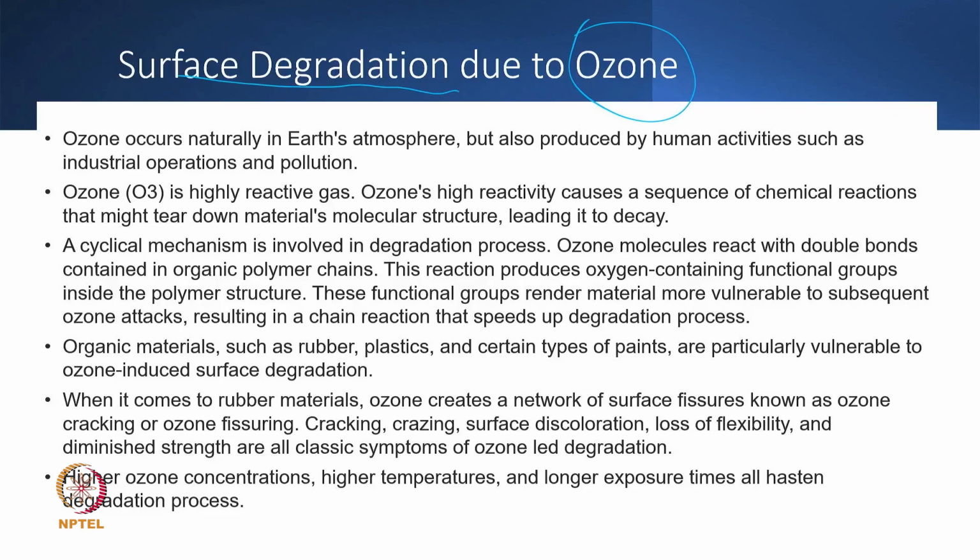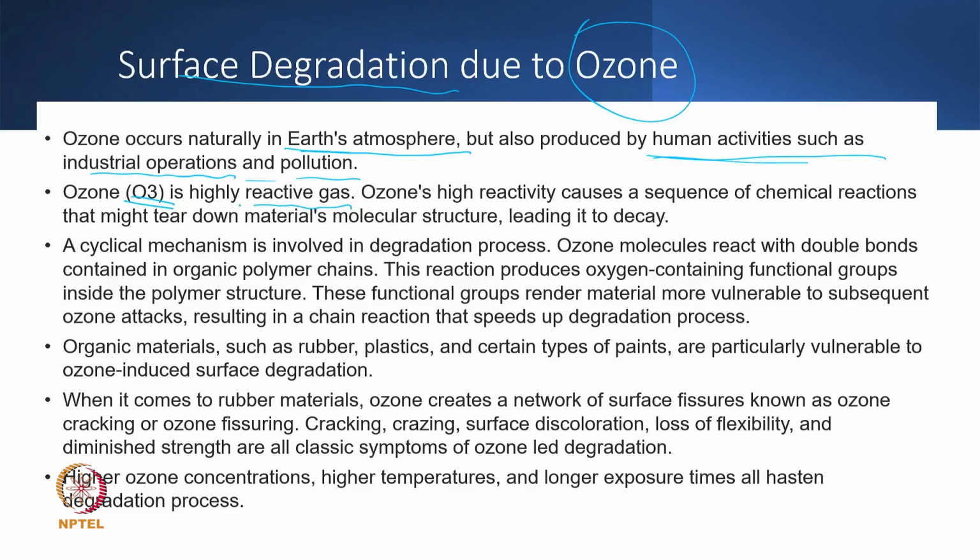Mostly ozone comes in the natural earth environment. However, we also know that a number of activities by human beings, like industrial processes and other kinds of pollution, also release ozone. Ozone is a very active form of oxygen, which is why we write it as O3.